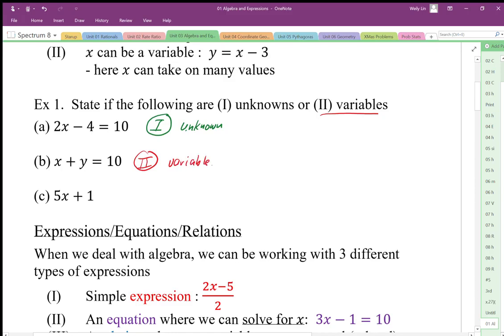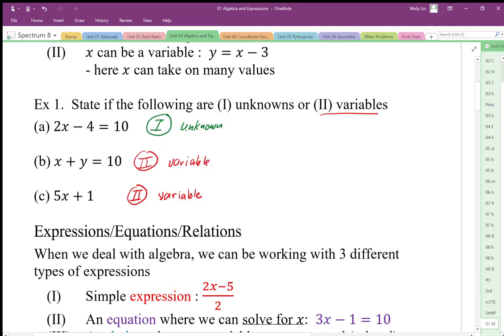So with C, we have 5x plus 1. Now it's not actually equaling anything, so can x take on many different values? And again, the answer would be yes. So this is, again, a variable. Okay, it can take on many different values. We can evaluate this expression for different values of x. Okay, x could be 0, x could be 1, x could be 2.